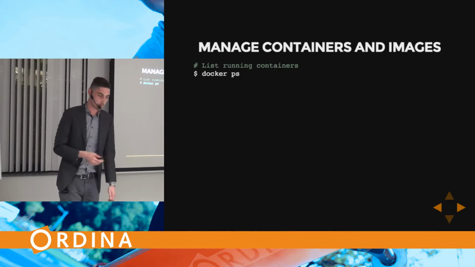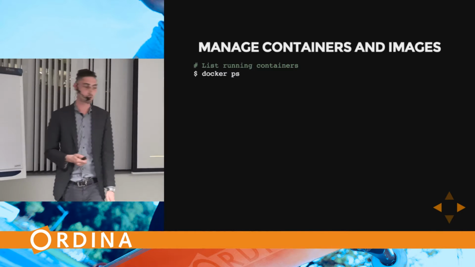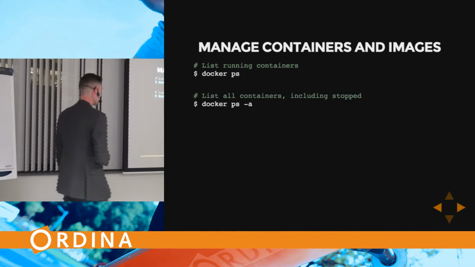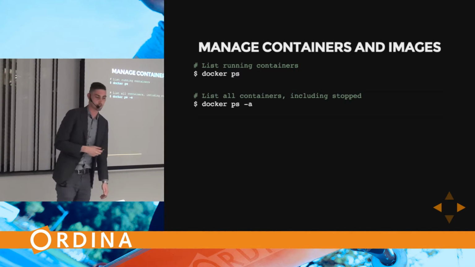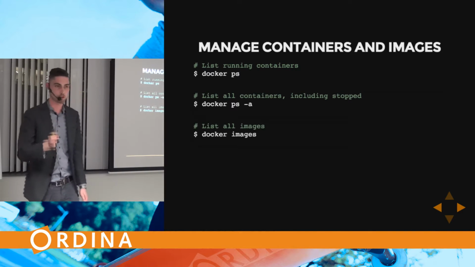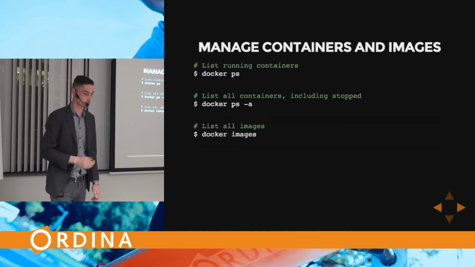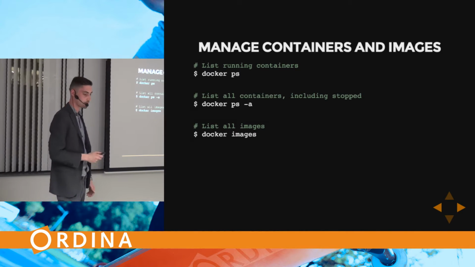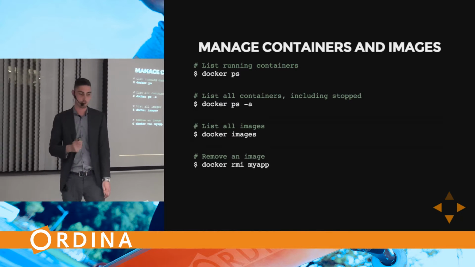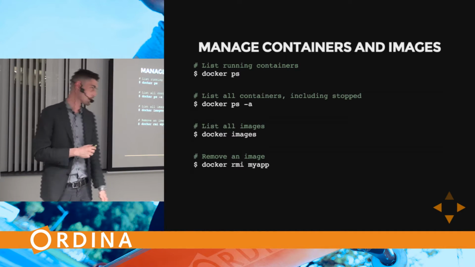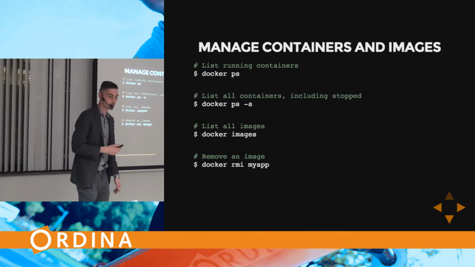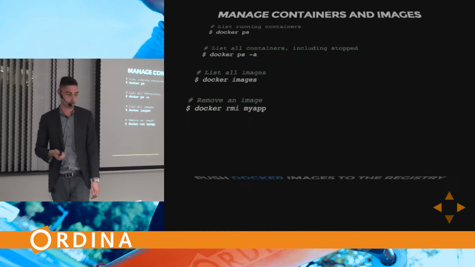If you want to manage them, ps lists the running containers. ps with the flag a for all lists all the containers, including stopped ones. By the way, if you have a question, just raise your hand and feel free. If you want to view the images, docker images. If you want to remove an image, it's nearly the same as a container. So instead of rm, you have to type rmi for image.